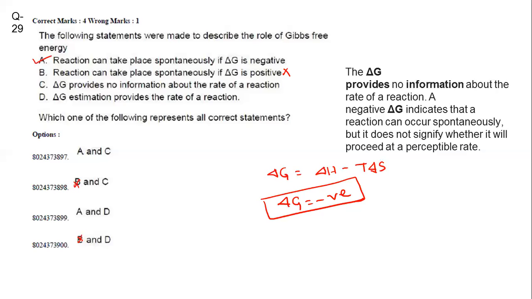Now C and D. Delta G provides no information about the rate of a reaction. These are correct options. A negative delta G indicates that a reaction can occur spontaneously, but it does not signify whether it will proceed at a perceptible rate. So delta G provides no information about the rate of the reaction, and A and C is the correct answer.